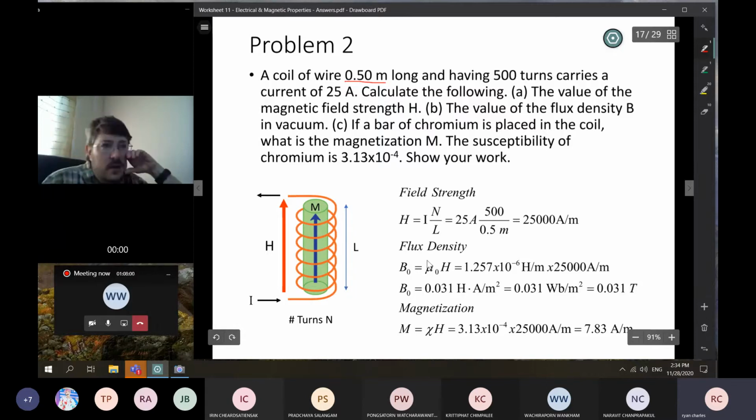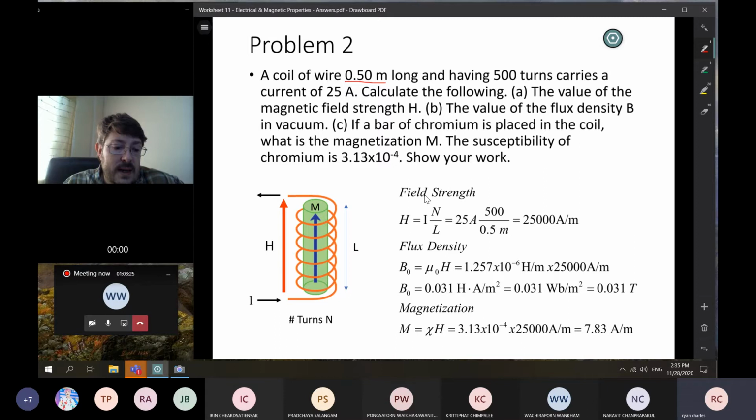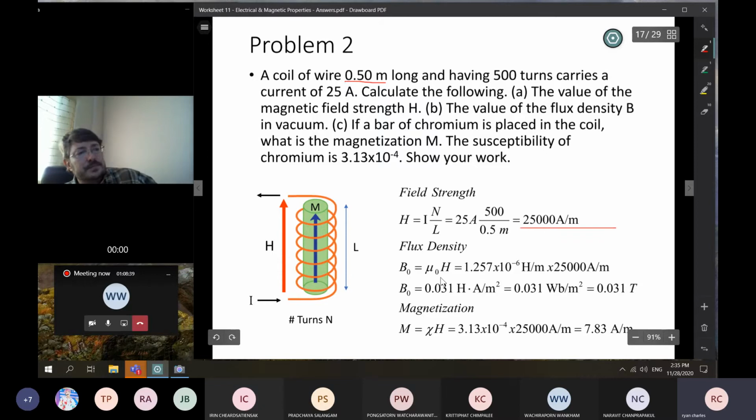So, field strength, magnetic field strength H, all right? I showed you this equation for an electromagnet, all right? So H equals I times N over L. You can find similar equations, right? This is not the only equation to calculate this, because you might find a different equation and they use the variables differently and you can confuse yourself if you're not aware of that. So 25 amps times 500 turns divided by 0.5 meters, 25,000 amps per meter. All right.